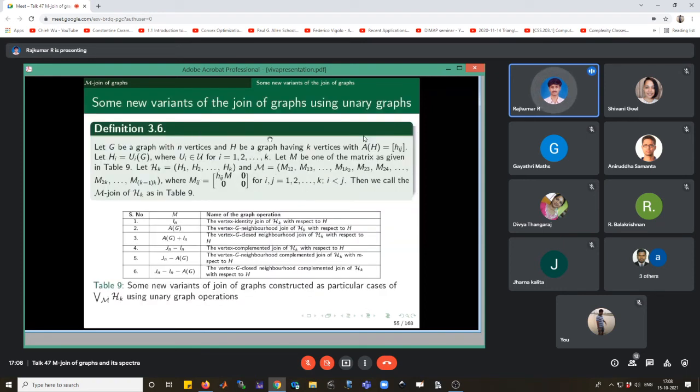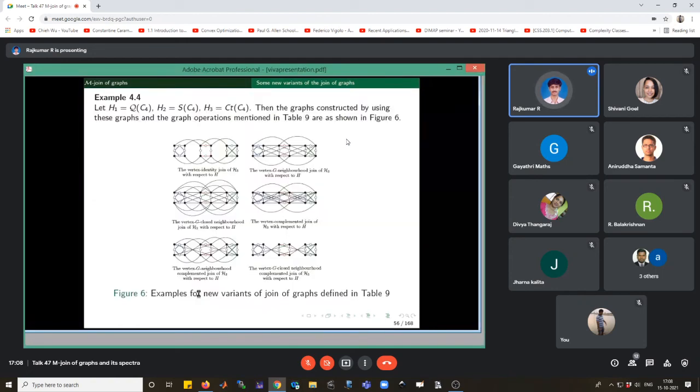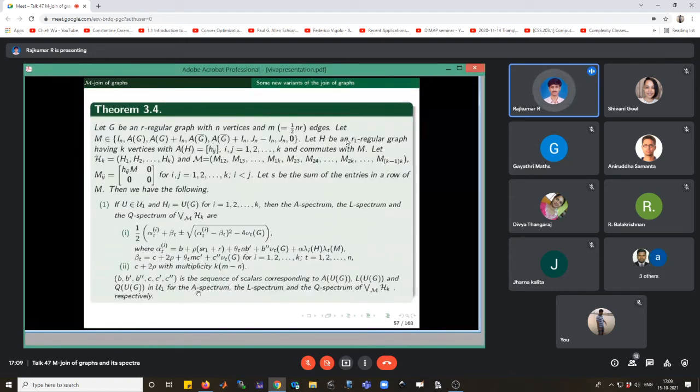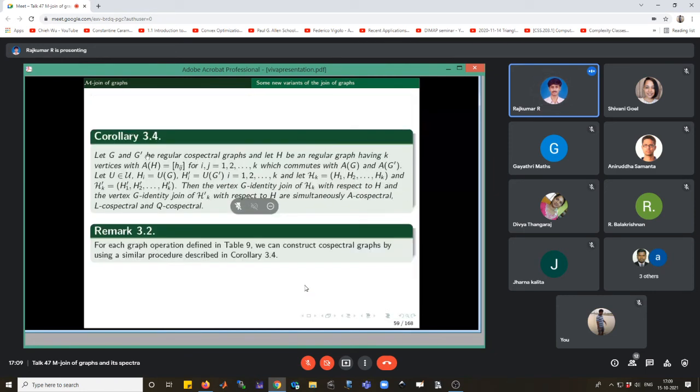And some more new variants of M join using the unary operation that we have already defined. These are all some more new variants. Some examples and the corresponding results on the spectra of these graphs are given here. And of course, we have obtained several co-spectral graphs using these results.